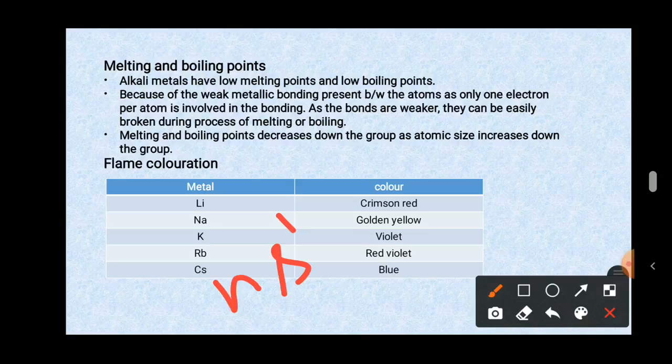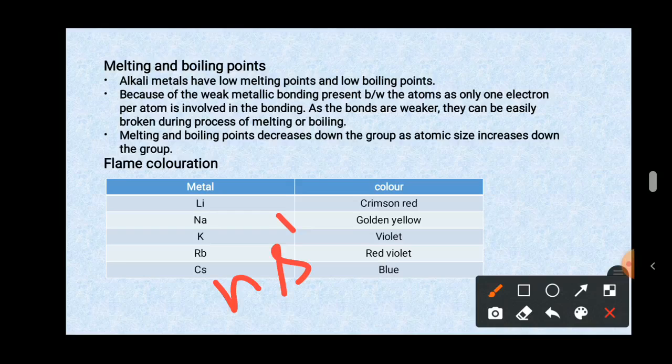Now, down the group means, of course, from lithium to cesium. Down the group, the melting point decreases. Why? Because size increases. Down the group the size increases, so the attraction between the outermost shell and the center of the nucleus becomes weaker and weaker, so we can easily break the bond.